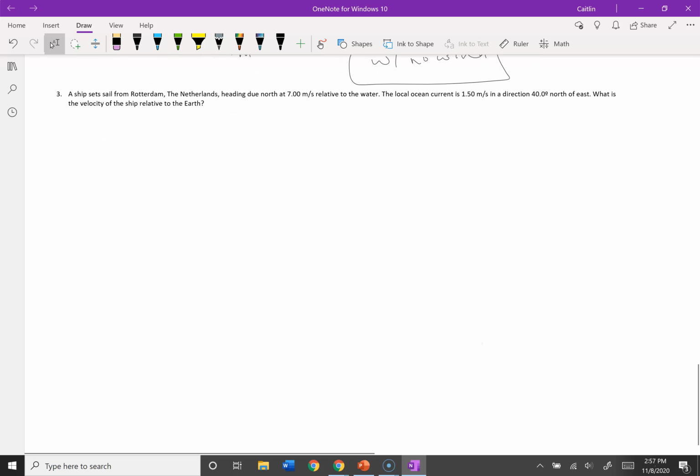All right, next one is going to be a ship that set sails from the Netherlands, heading due north. So I'm always going to draw my vectors. And when I do, he's heading due north 7 meters per second. So this is going to be V of the ship. Due north means 90-degree angle. The local current is 1.5 meters per second in a direction of 40 degrees north of east.